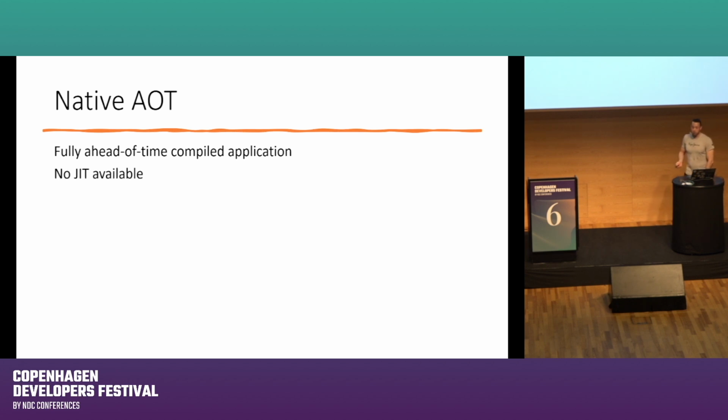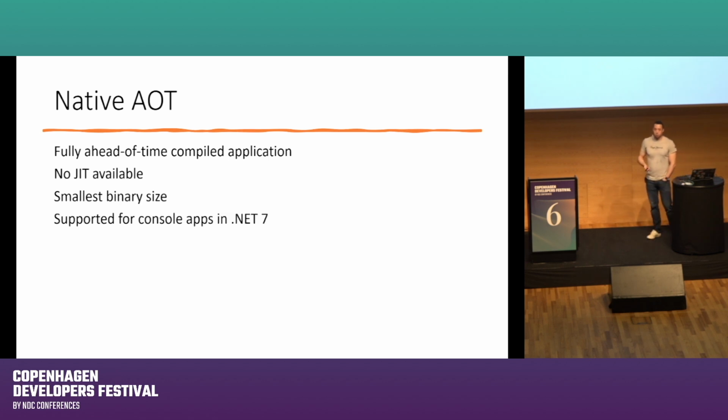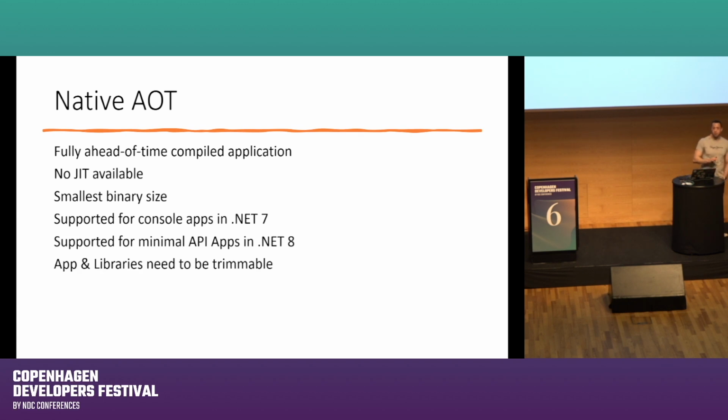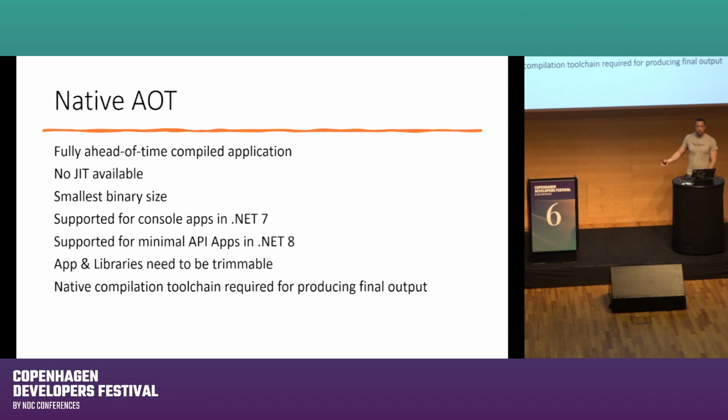So there's no JIT at runtime. You'll get the smallest binary size possible. It's already been supported for console applications in .NET 7. And then in .NET 8, now they support minimal APIs. And of course, the prerequisite, and that's why I showed it to you, all applications and libraries, like everything needs to be trimmable. Like that is the prerequisite to use native AOT. Also, when you're compiling, you need to have like a native compilation toolchain. So for example, on Windows, this means also in Visual Studio, enabling like C++ development for Windows.